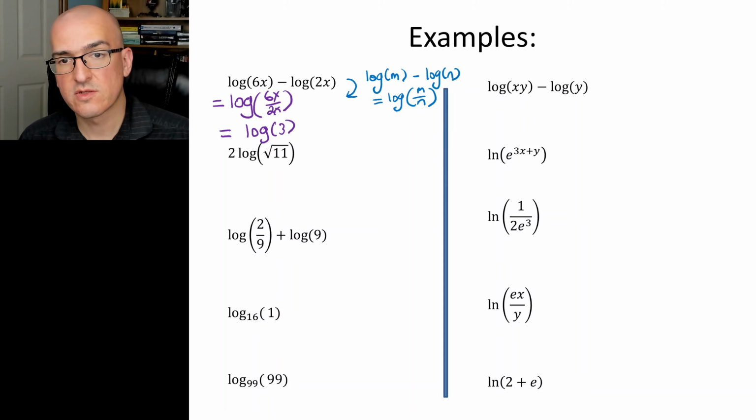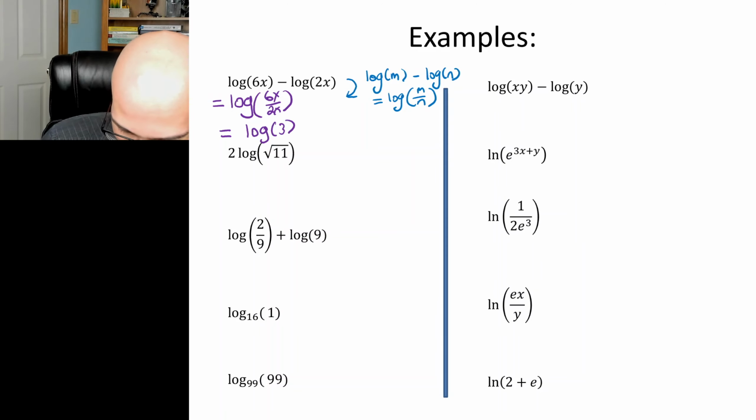Next one, 2 times log of the square root of 11. What can we simplify there? I'm going to switch colors so it's easier to see what's going on. I'm going to use a log property that says I can bring a power down, but before I do that, I have to represent the square root as a 1/2 power. The log property is log of m to the power of n is equal to n times the log of m. So I can take a power that's applied to the argument of the log function, the thing being plugged in, and bring it down in front. So that 1/2 will be brought in front. I'll get 2 times 1/2 times log of 11, which is just log of 11 as a final answer.